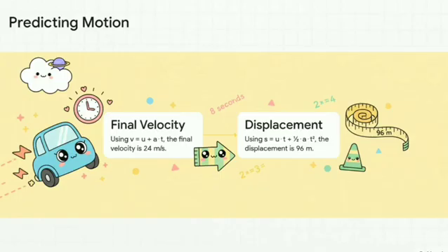Okay, let's actually put this to the test. Imagine a car starting from a dead stop. It starts accelerating nice and steady at 3 meters per second every single second. Well, using what we just learned, we can literally predict its future. We know that after exactly 8 seconds, it's going to be going 24 meters per second. And we also know it will have traveled precisely 96 meters. See? That's the predictive power of physics right there.